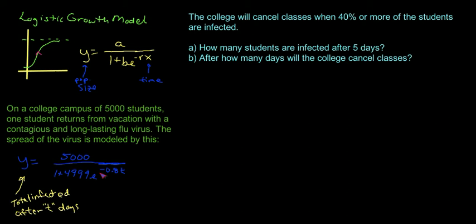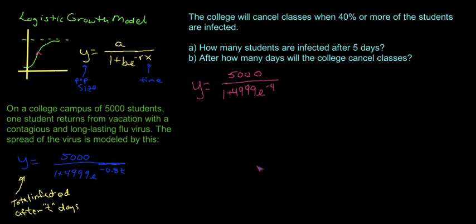So let's start out with the first part here, after 5 days. So that's going to be our value for t that we're going to substitute in. So we're just going to rewrite our equation here with t substituted in with 5. So we get 1 plus 4999 times e, and then that's going to be negative 0.8 times 5, which is just negative 4 once we multiply that.